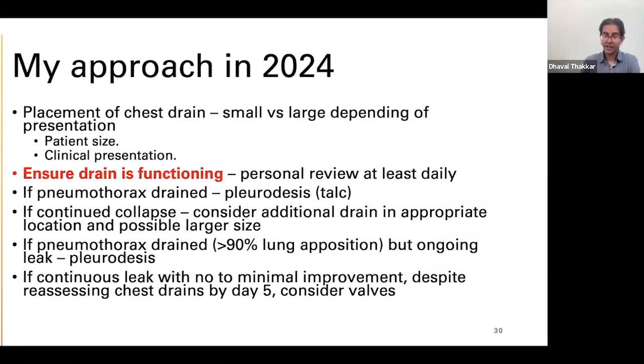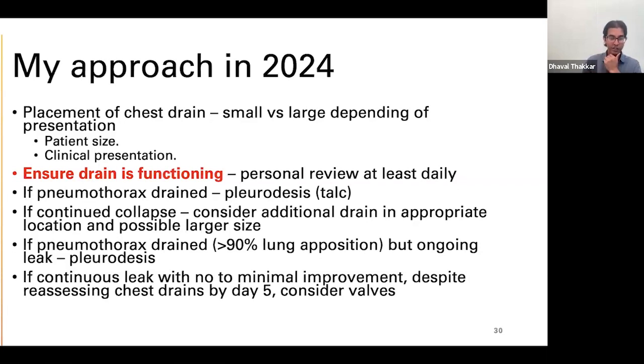So again, just to bring to an end my approach in 2024. Placement of chest drain, small versus large, depending on presentation, depending on patient. Patient size can matter. Like I mentioned, as the patient had more subcutaneous emphysema, it pulled the drain out. And so larger patients may have a challenge with percutaneously placed drains, so you may want to consider a larger or more surgically placed drain for those patients.